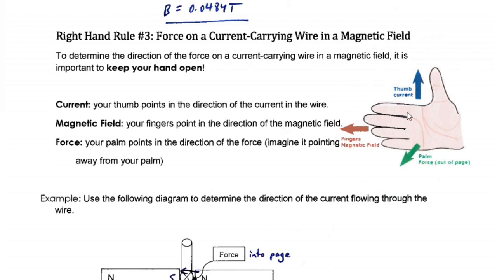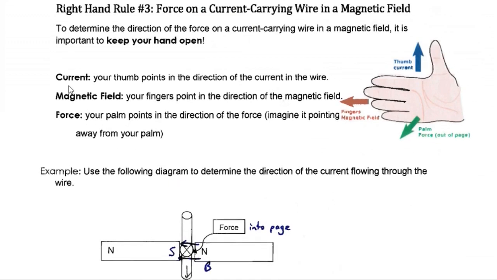Just look at this, go over it, and as we go through some of these problems, try them out yourself. That's going to be the best way to go about doing this. If we want to read that one more time, just to really hammer it in, the current is your thumb and it points in the direction of the current in the wire. The magnetic field is your fingers that point in the direction of the magnetic field. And your force is the palm, pointing in the direction of that force.